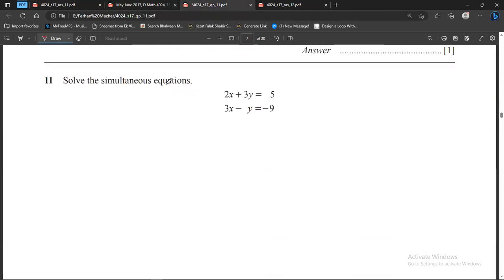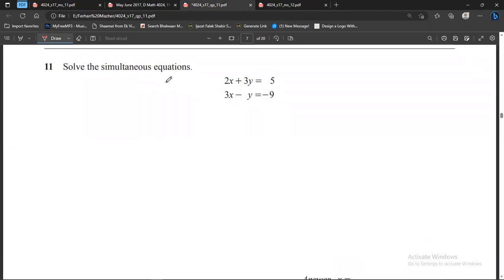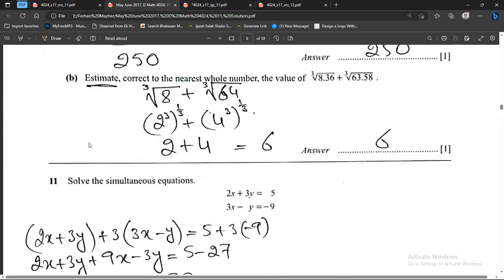Okay, so we are going to the next question. That is question number 11. This is a 3 marks question. Question number 11 is solve the simultaneous equations. So we have 2x plus 3y equals 5, and then we have 3x minus y equals minus 9. So what I will do, I will multiply this second equation with the 3, and I will add it into the first equation. Okay. So this is my strategy.